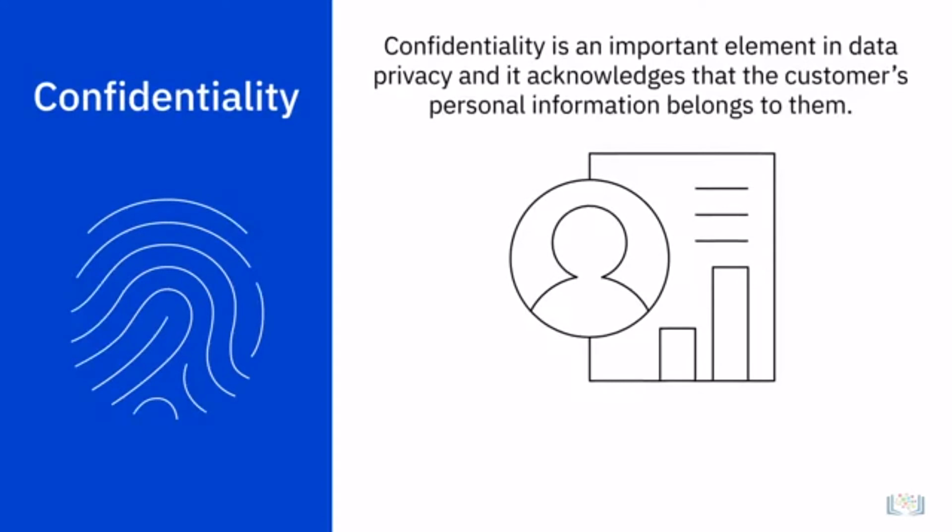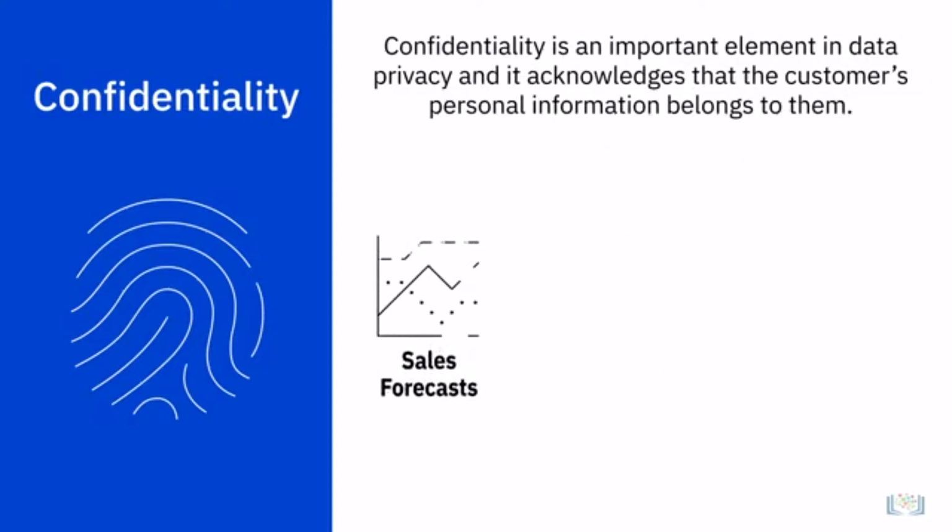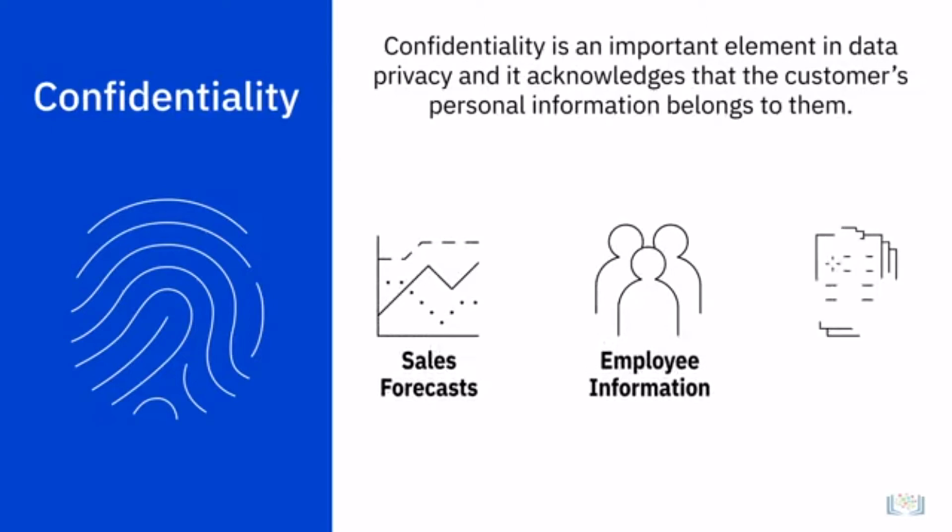Confidentiality is an important element in data privacy, and it acknowledges that the customer's personal information belongs to them. The types of information that can be accessed by a data analyst can range from sales forecasts to employee information, or even patient records. When accessing these types of records, the analyst must be able to recognize the different types of personal data.